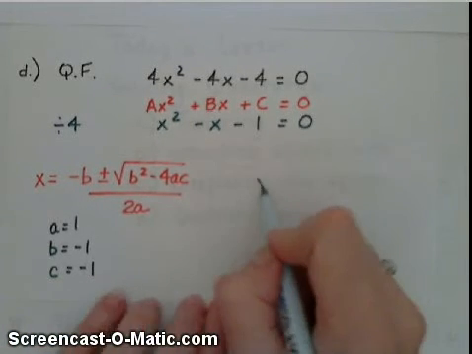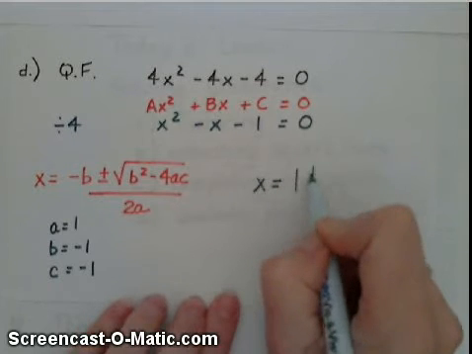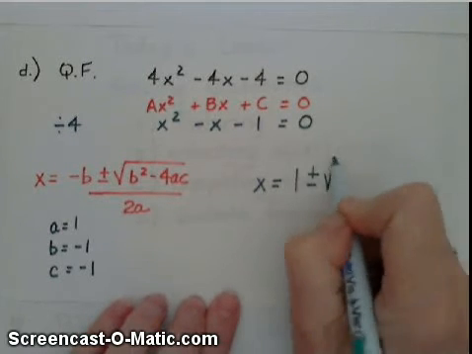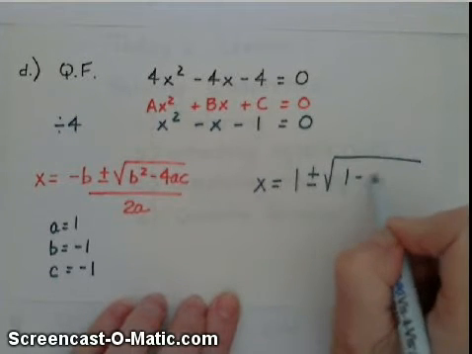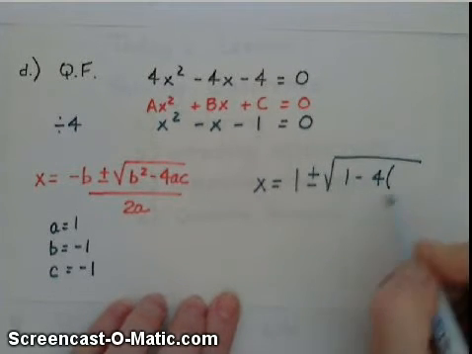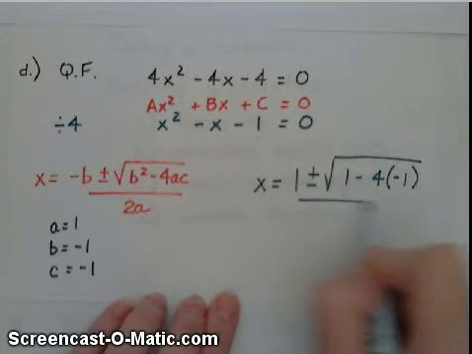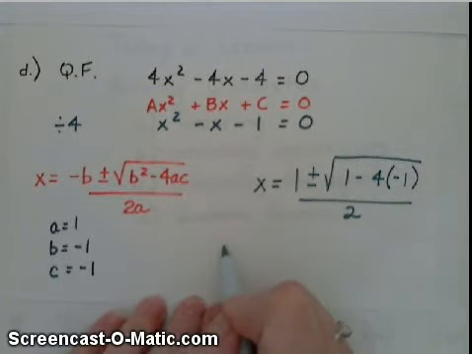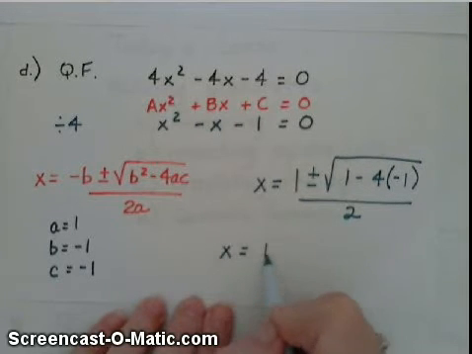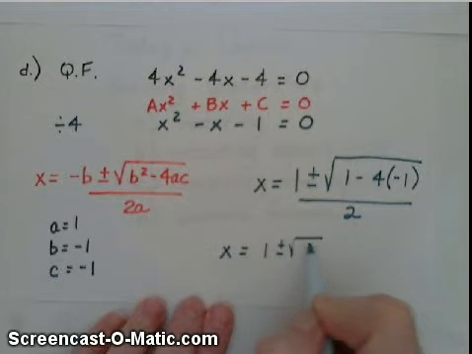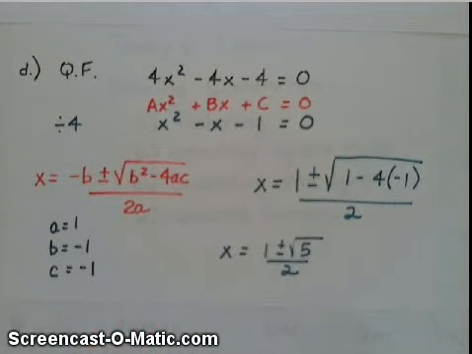So x is equal to 1 plus or minus the square root of 1 minus 4 times AC, which is negative 1, all over 2a, which is 2. X is equal to 1 plus or minus square root 5 over 2. And I would accept that as an answer. That's fine. Sometimes you will need to simplify. This one will not simplify, so you can stop right there.